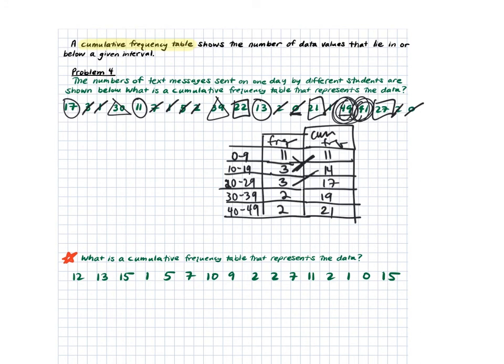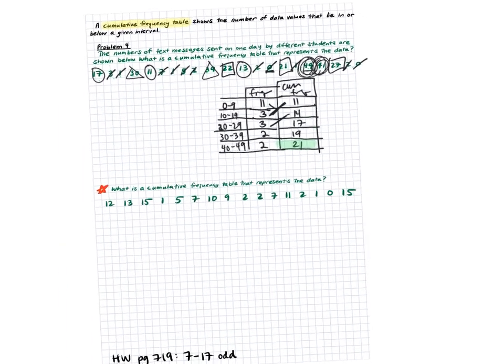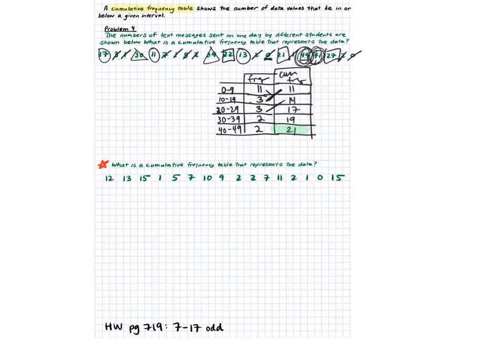So the end here should be however many elements you have, because everything is either in that last category or less than that. And you can double check that. You have 21: 1, 2, 3, 4, 5, 6, 7, 8, 9, 10, 11, 12, 13, 14, 15, 16, 17, 18, 19, 20, 21. Yep. Okay, so that's a cumulative frequency table. So try this last one on your own. Make a frequency table, then include a column for the cumulative frequency. And then we will be done.